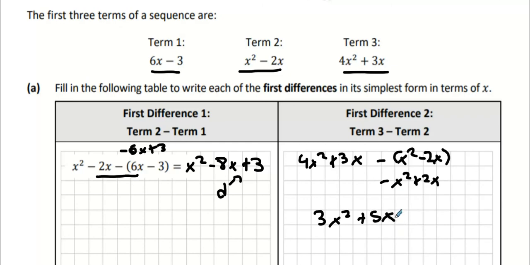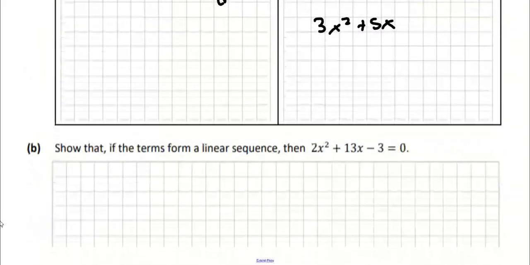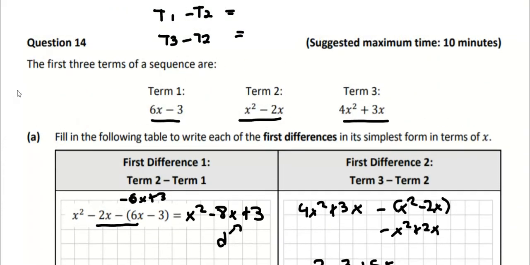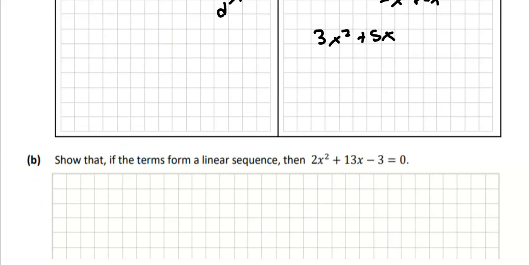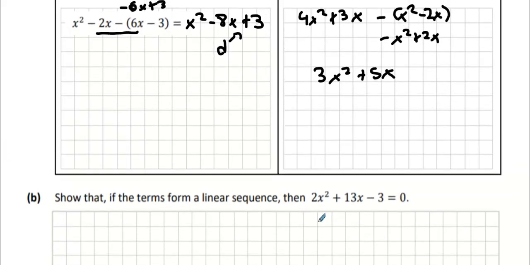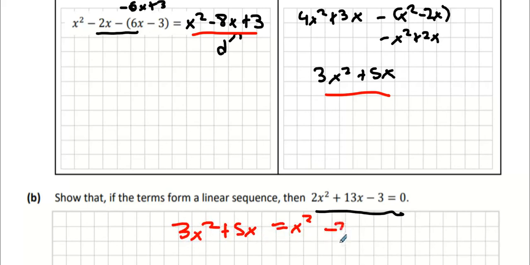Okay, excellent. Now, we're next told that it's a linear sequence. So it's a linear sequence. The two differences must be equal to each other. Okay, remember what we said earlier? That if that was 2, 5, and 8, T3 take away T2 is the same thing as T2 take away T1. Okay, so what we're going to do here then? The forms of the linear sequence show that this is the formula that we're looking for. Well, this means our last two answers are equal to each other, so this must equal this one. So 3x squared plus 5x equals x squared minus 8x plus 3.